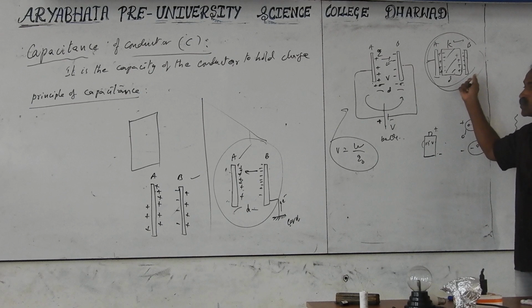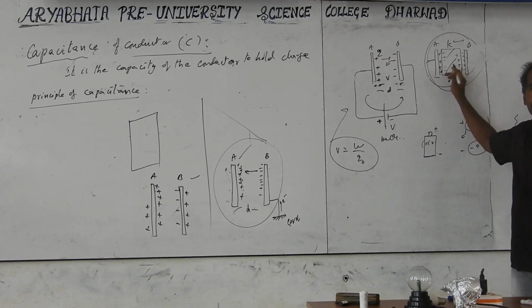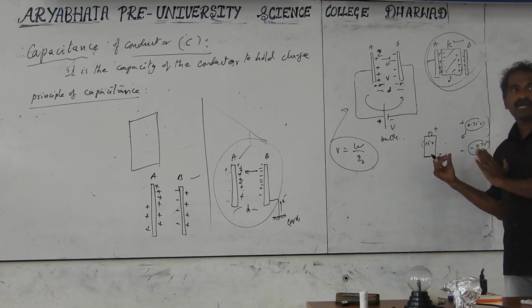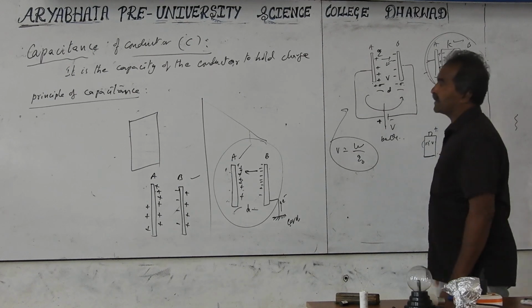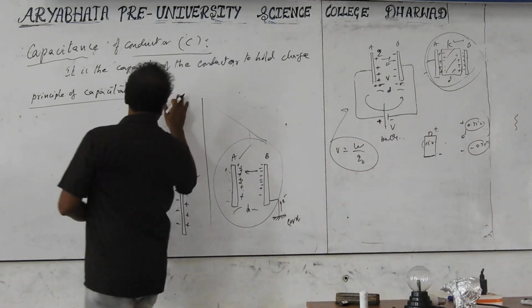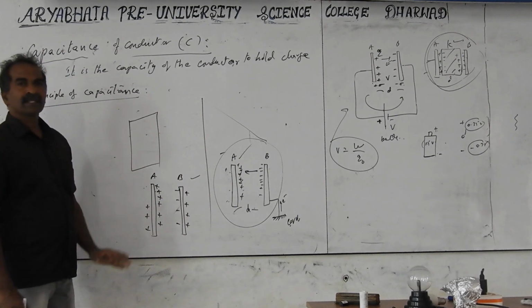Charges are stored on the inner surfaces, and not on the outer surfaces, because of attraction between the plates; the point is the inner surface only. So this is the capacitance. Now, coming back to the principle of capacitance, we discuss it basically.